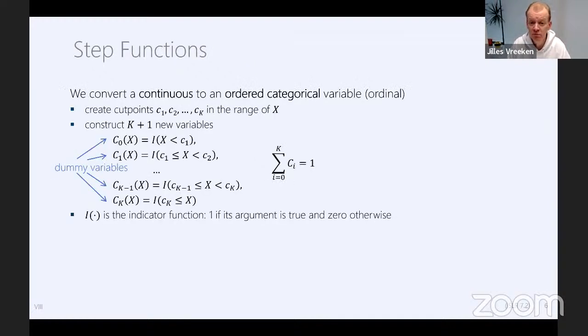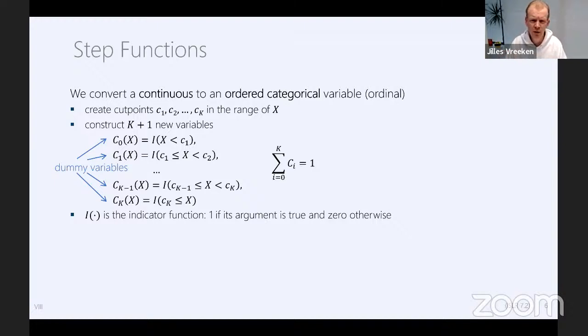Step functions. I already quickly introduced them in the very beginning. Effectively, we take a continuous variable, let's say age, and turn it into an ordinal variable. So it's categorical, but it has an order. For example, age groups 0 to 10, 10 to 20, 20 to 30, 30 to 40, and so on. These split points we call cut points, C1, C2, C3, and so on. They define together these bins.